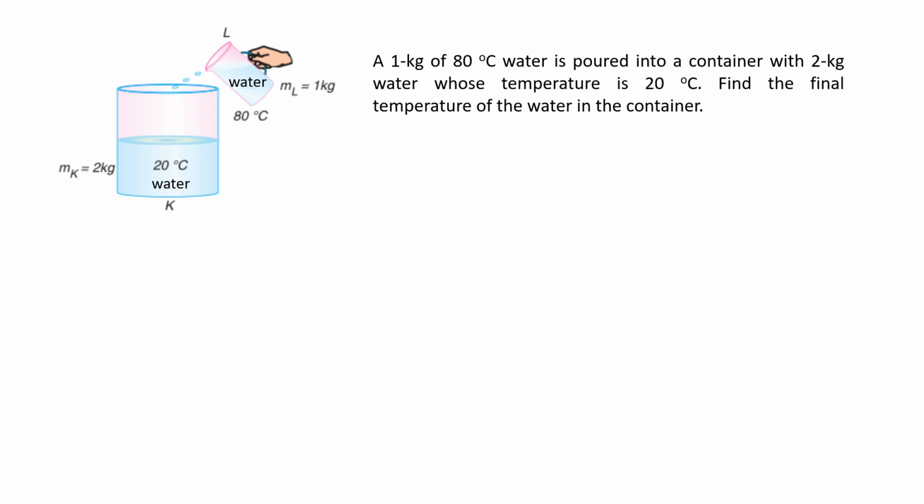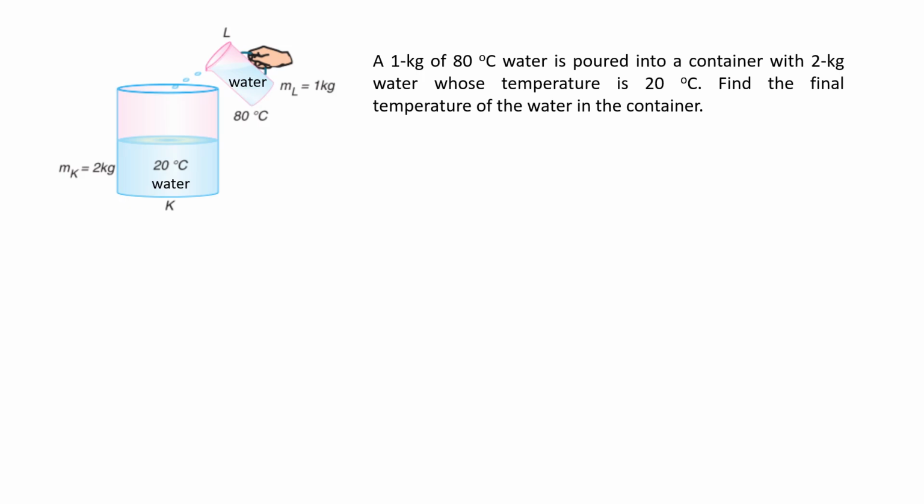Hello. Today we're going to discuss a problem that involves heat transfer between two bodies. Let's read the question together. A 1 kilogram of 80-degree water is poured into a container with 2 kilogram water whose temperature is 20 degrees centigrade. Find the final temperature of the water in the container.